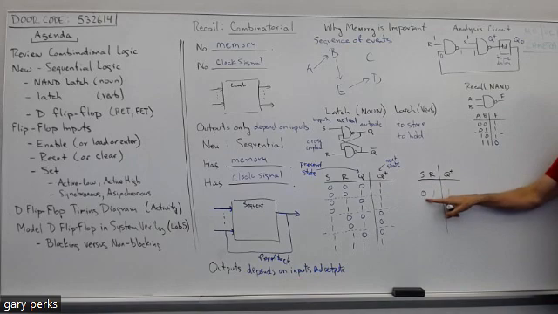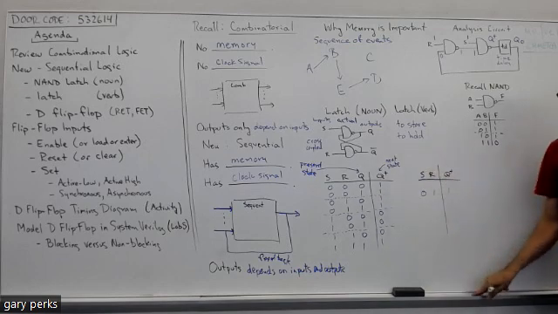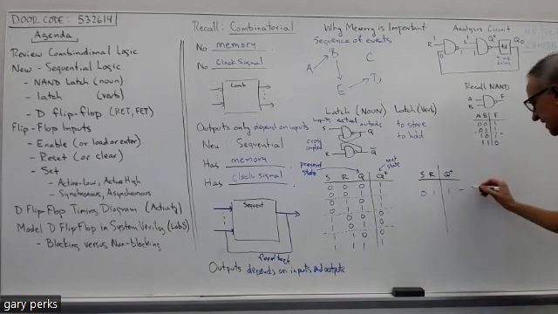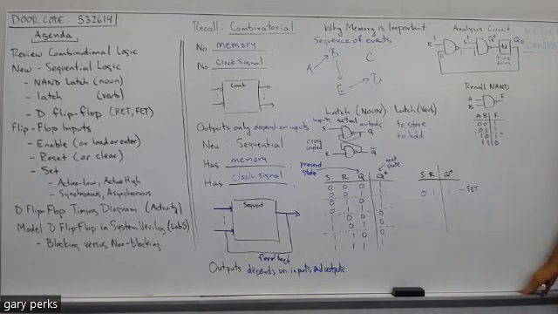So you see, if input S is 0 and input R is 1, whatever the present state of Q is, the next state is going to be 1 regardless. And this is given a name. When the next state of Q is going to become 1 regardless of what the present state of Q is, this is called the set condition. And we say that the latch is set.